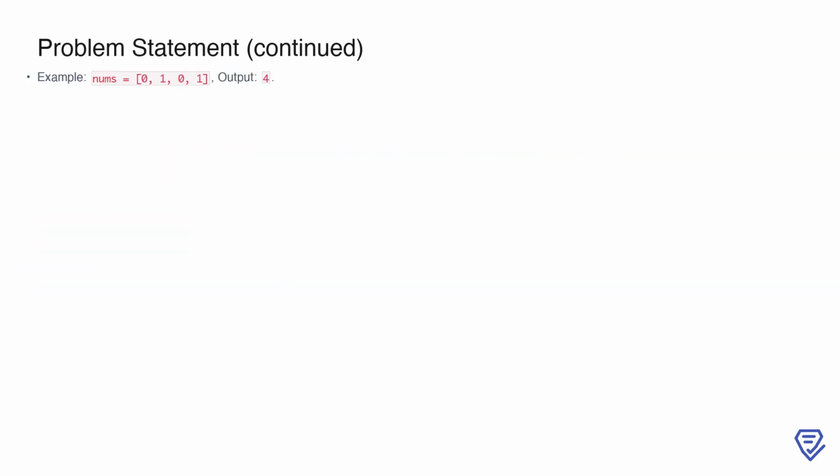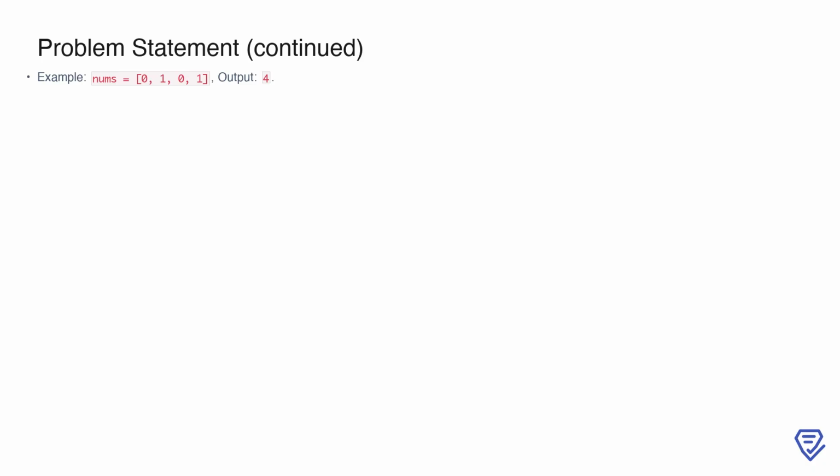Finally, let's discuss a few edge cases. If the input array contains only one element, the output will always be 0, since it's impossible to have both a 0 and a 1 in a single element array. For example, if nums is 0, the output will be 0. Similarly, if all elements in the array are the same, such as 0, 0, 0, the output will also be 0 because there are no pairs of zeros and ones.